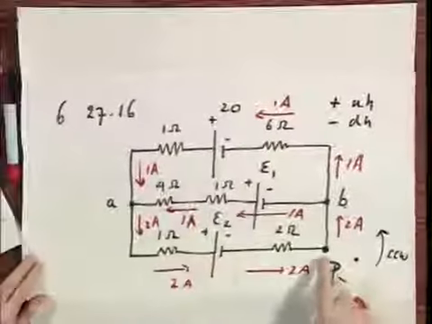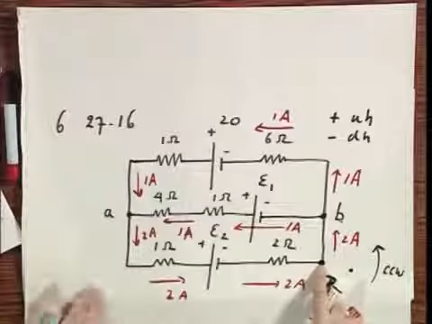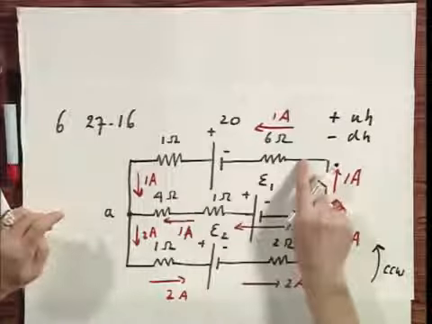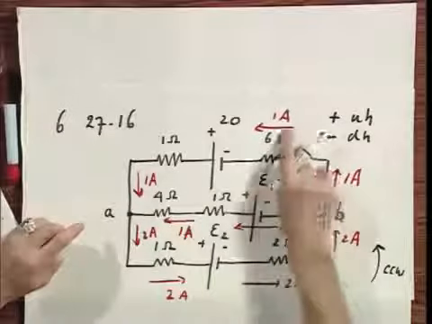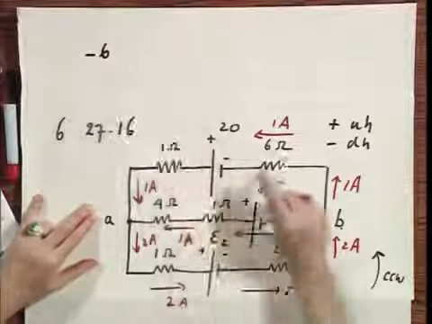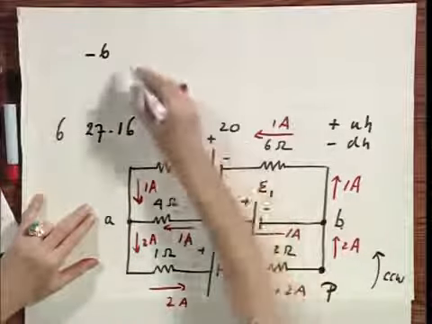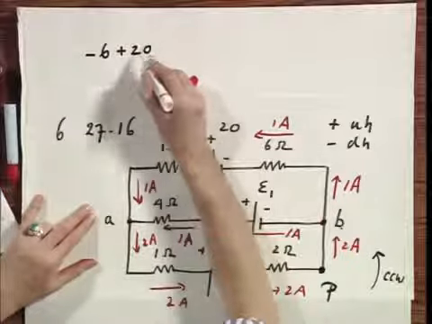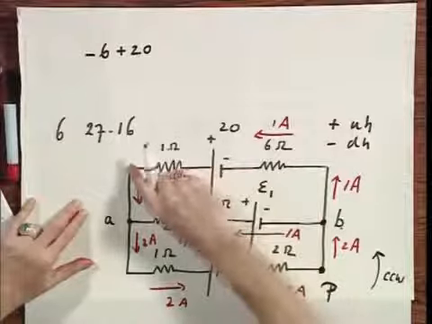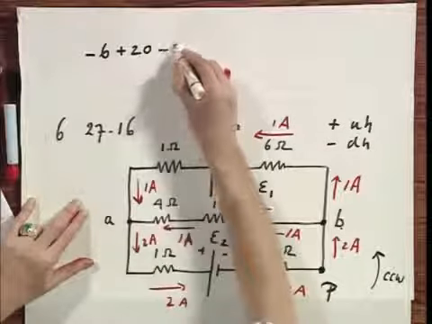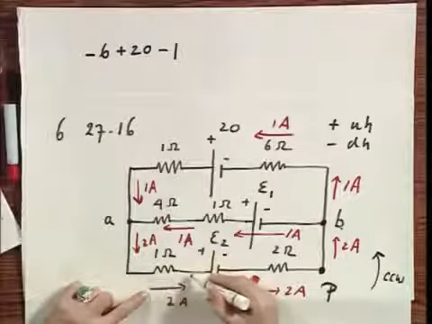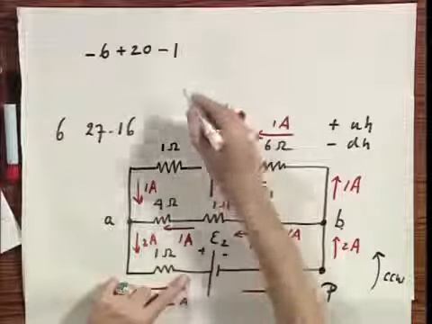Okay, so here we are. We're going this way. This point has a higher potential than this because it's in this direction. So I go downhill. So I get minus 6. Now I go uphill. I go to a higher potential. Plus 20. Now the current is in this direction, so I go to a lower potential. So it's minus 1. Nothing here, nothing here, nothing here. The current is in this direction. I go to a lower potential.